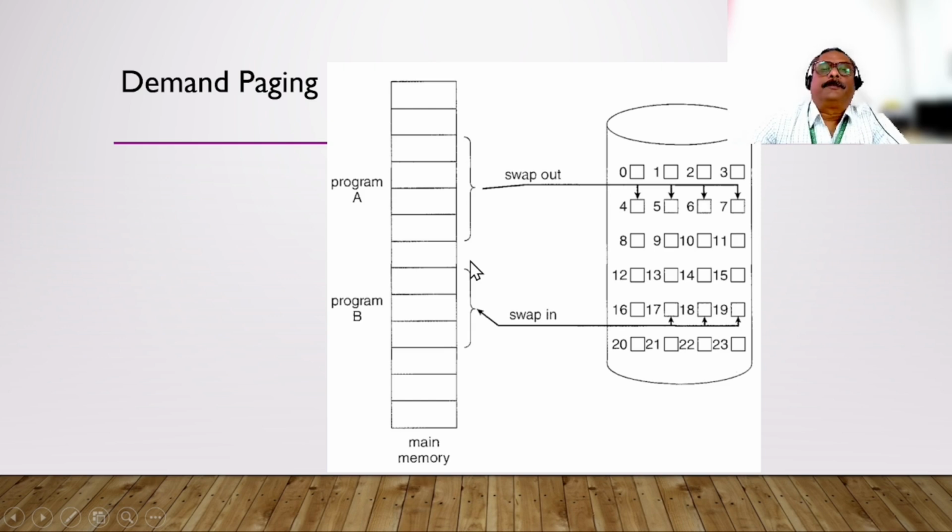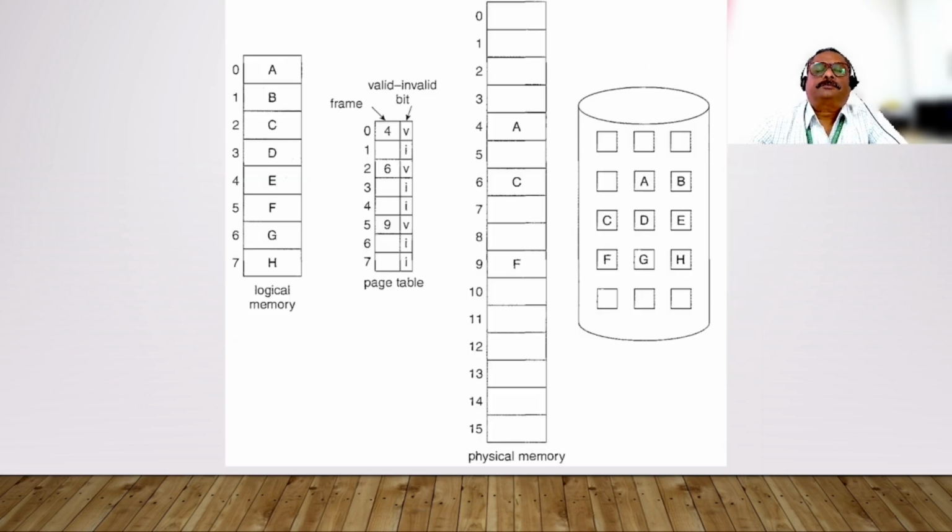This figure shows that a program A is there, and there is a program B we wanted. So whenever we want new pages, then some old pages have to be swapped out and new pages will be swapped in. And this process is an overhead and is going to degrade the efficiency, the performance of a system.